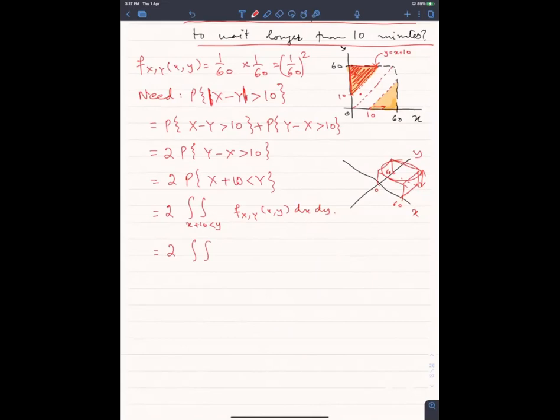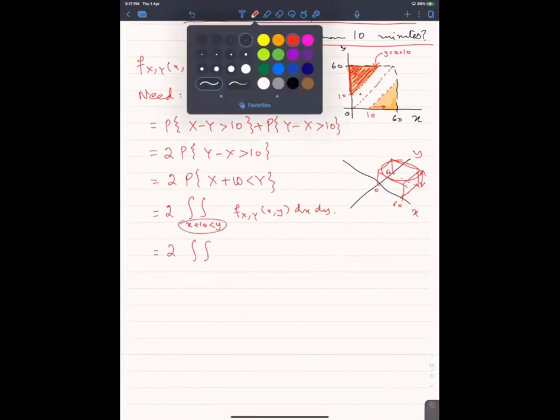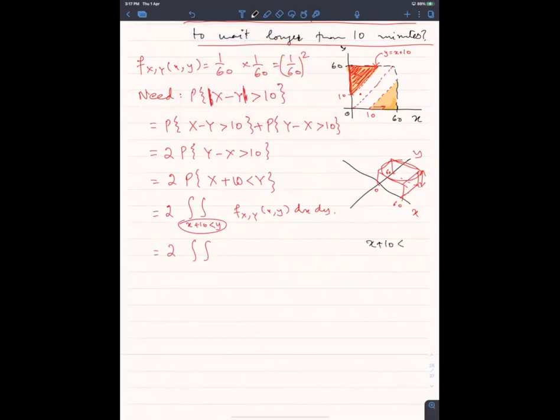अब इंटीग्रेशन की हमने लिमिट्स डालनी है. देखें अब लिमिट्स जो हैं, we know that x plus 10 is less than y. ये इस रीजन के ऊपर हमने इंटीग्रेट करना है, which is given by this guy here. ये अब जो ब्लैक ट्रायंगल आ गई है, ठीक है. यहां पर आप x को कहां से कहां तक इंटीग्रेट करेंगे और y को कहां से कहां तक इंटीग्रेट करेंगे. X is integrated from 0 to y minus 10. And y will go from not 0 to 60, but 10 to 60.